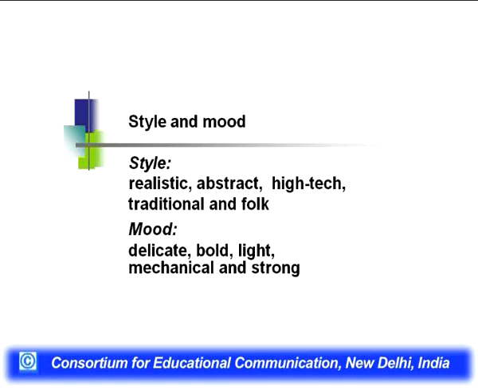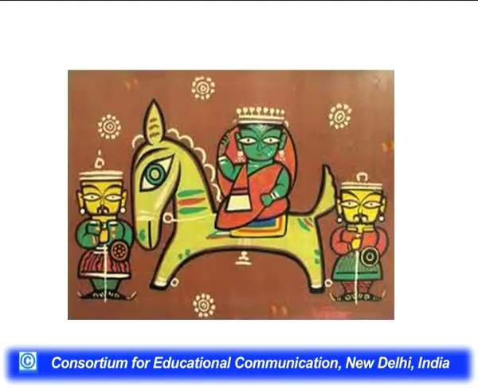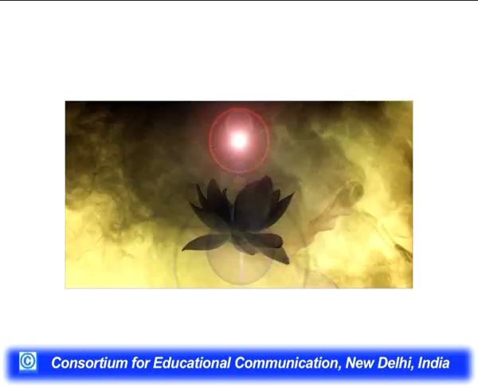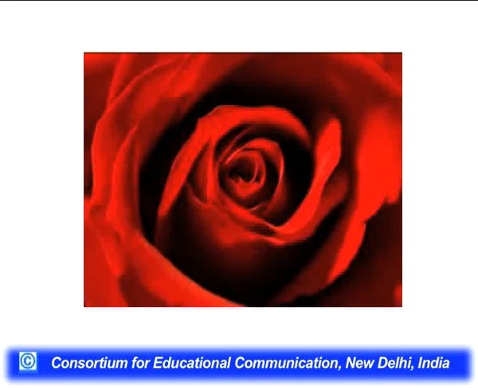See some examples of this style and mood. This is an image; you cannot call it a traditional image. It is a high-tech image. The image itself is explaining that it is high-tech. This image definitely is a traditional image. There is an image that is an abstract type of image, creating a certain type of mood. Then this image is a soft image. The flower is soft, so soft in color. Or this image is very strong. The color is very strong. Another type of mood has been created.